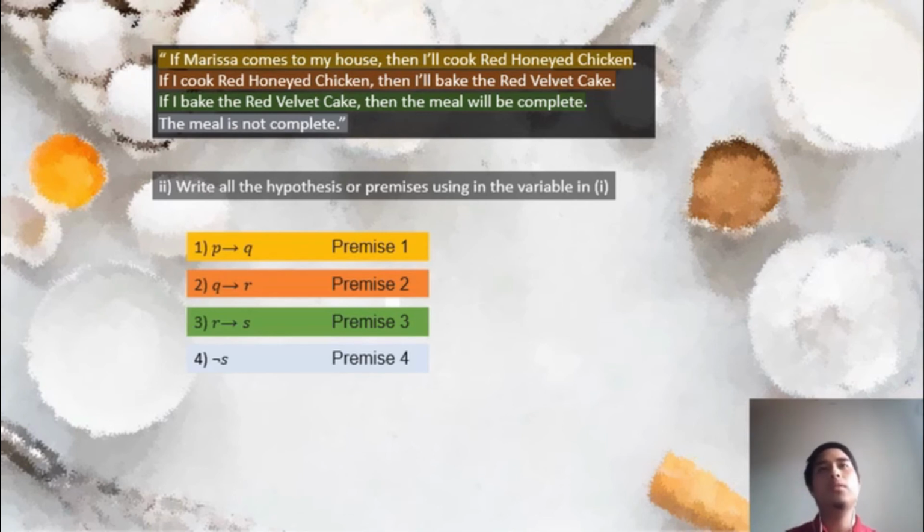So the hypotheses can be made from each sentence. The first sentence is if Marisa comes to my house, then I will cook a red honey chicken. P implies Q. P is Marisa comes to my house, Q is I will cook a red honey chicken. The second premise will be Q implies R. If I cook a red honey chicken, then I will bake the red velvet cake. The third premise will be R implies S. If I bake the red velvet cake, the meal will be complete. And the last premise is the last sentence, the meal is not complete, which is not S.